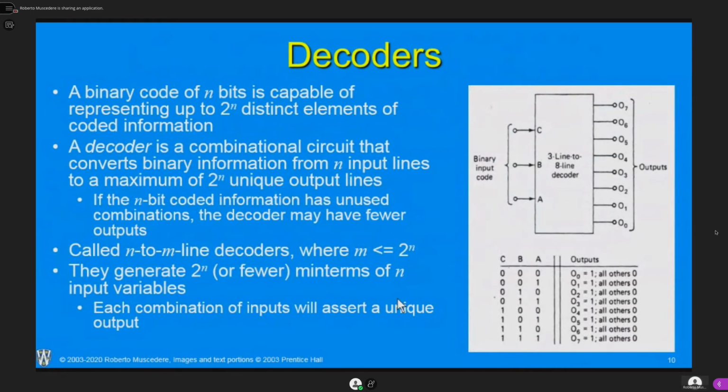Okay, another part we often use in any digital logic is a decoder. A decoder is a very useful tool.